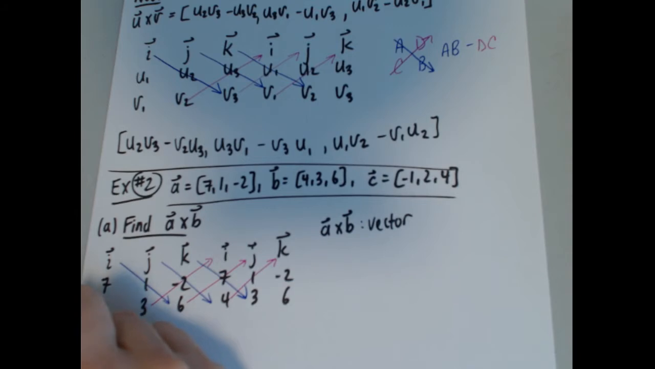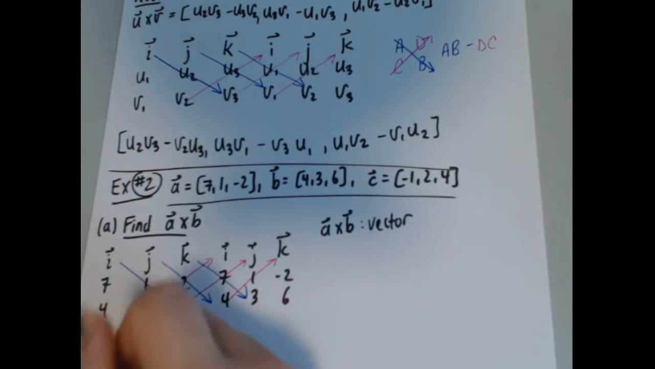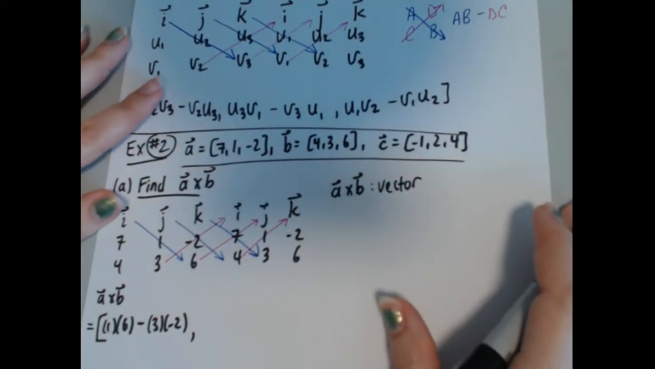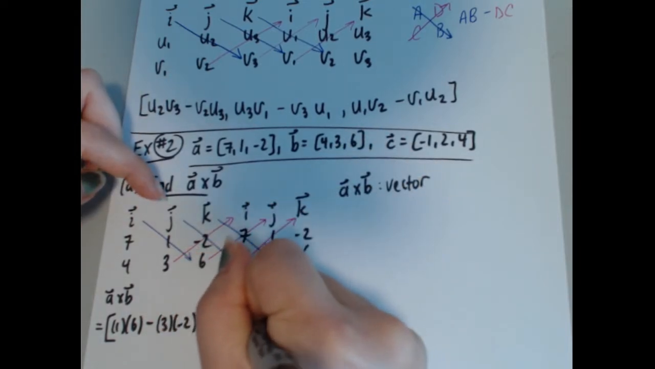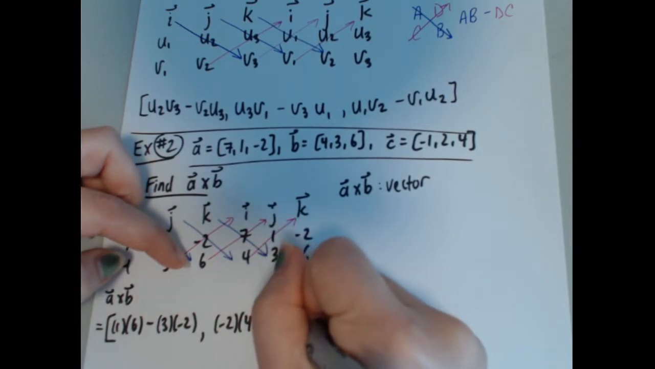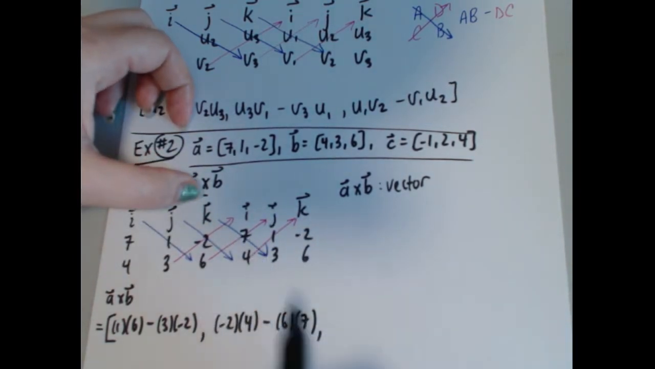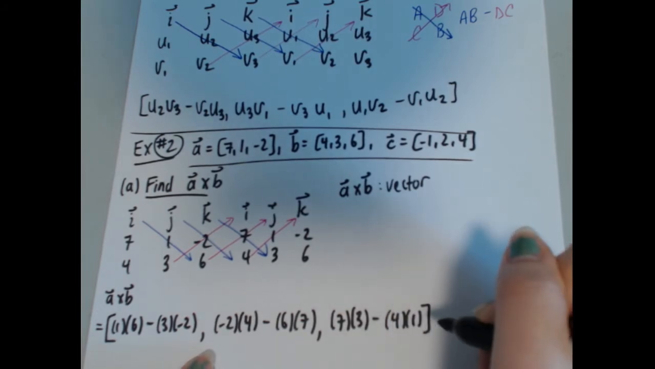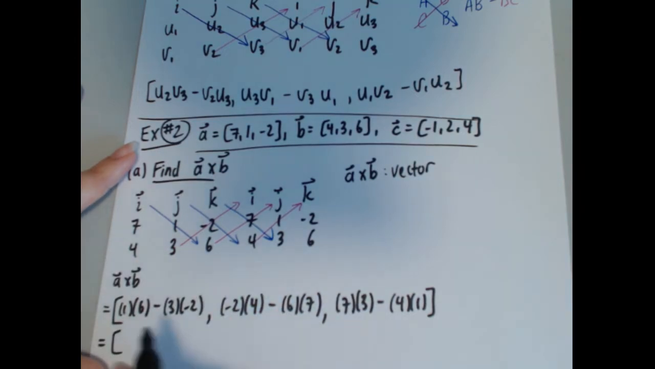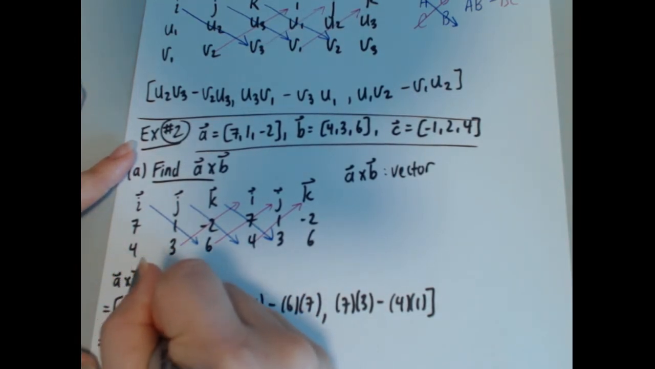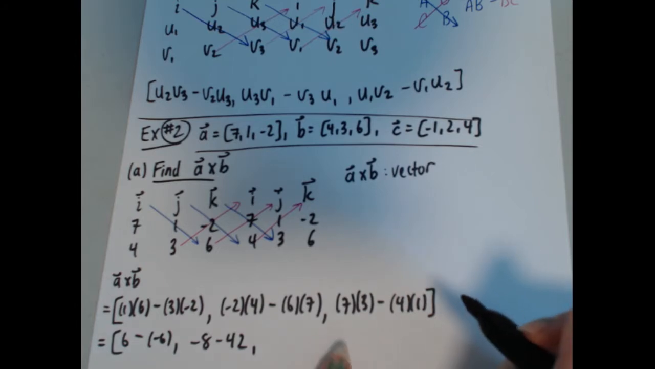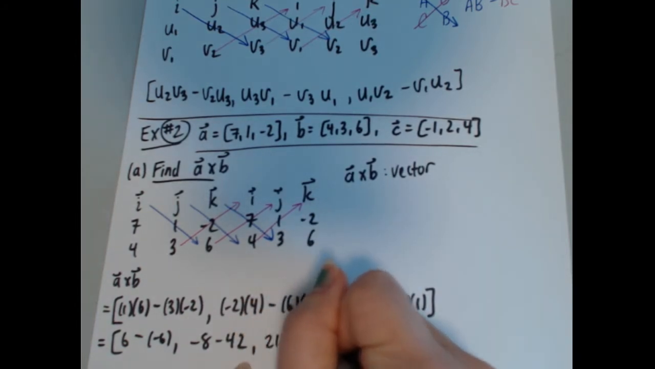So A cross B is equal to, put my first bracket. For the x component, it's 1 times 6 minus 3 times -2, comma. Now J, -2 times 4 minus 6 times 7, comma. Now for the Z, K, 7 times 3 minus 4 times 1. This is also a way for you to show your work, by the way. Okay, so what do we have here? We have 6 minus -6, comma, and then we have -8 minus 42, comma, and then we have 21 minus 4. Okay, so not so bad.